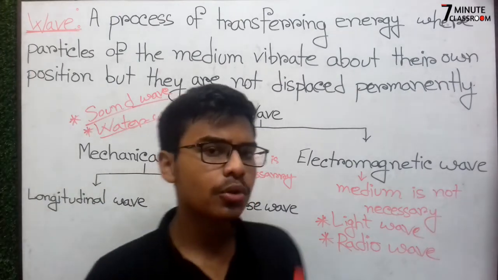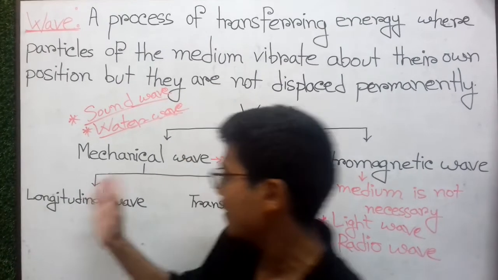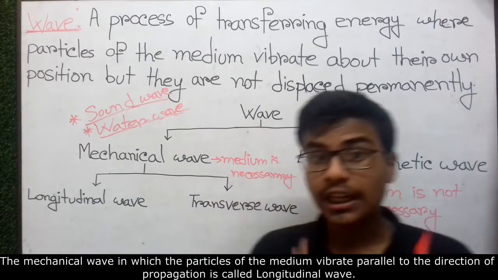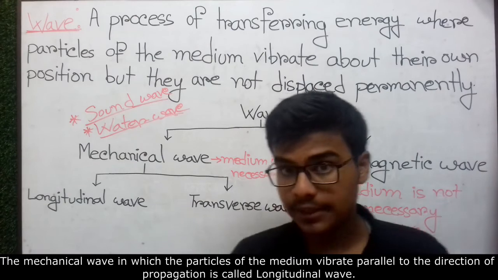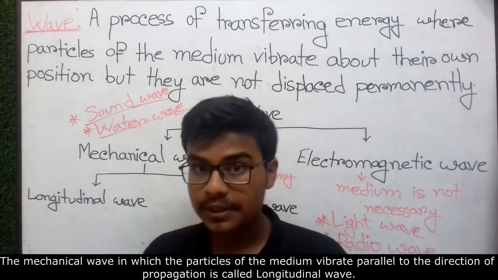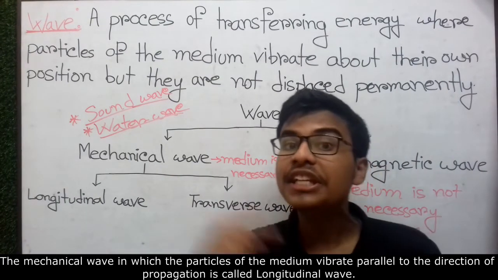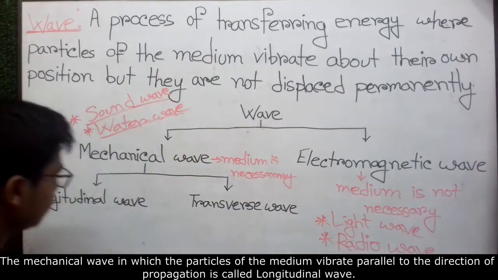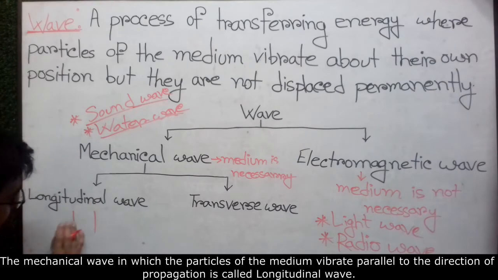Okay, so longitudinal wave is a part of mechanical wave. The mechanical wave in which the particles of the medium vibrate parallel to the direction of the propagation is called longitudinal wave. Okay, so what is parallel? Like the sign of parallel. That means this line is parallel to this line. So that is parallel to the direction of the propagation. That is longitudinal wave.